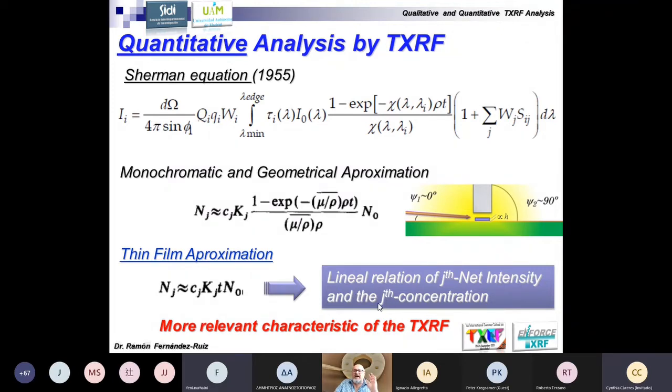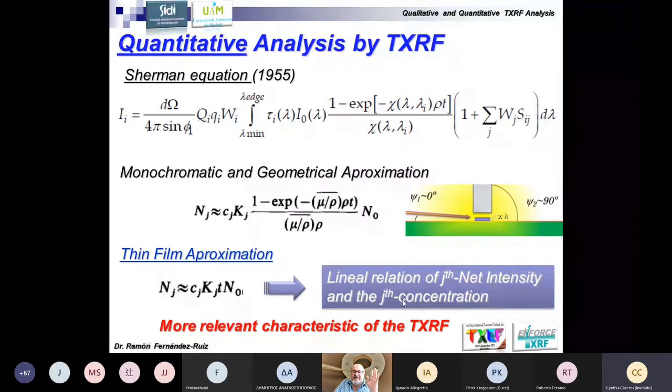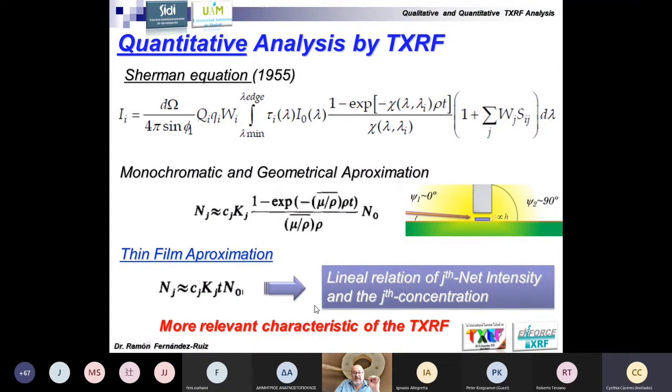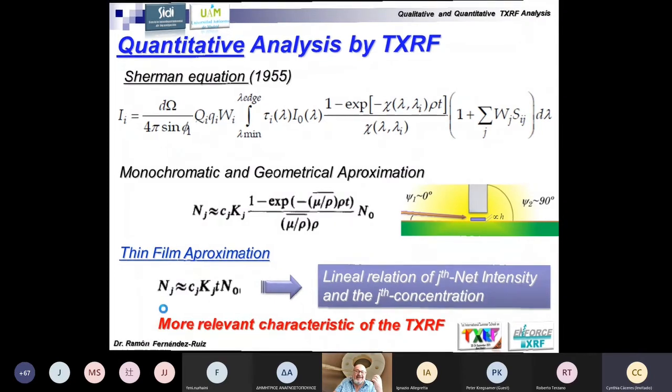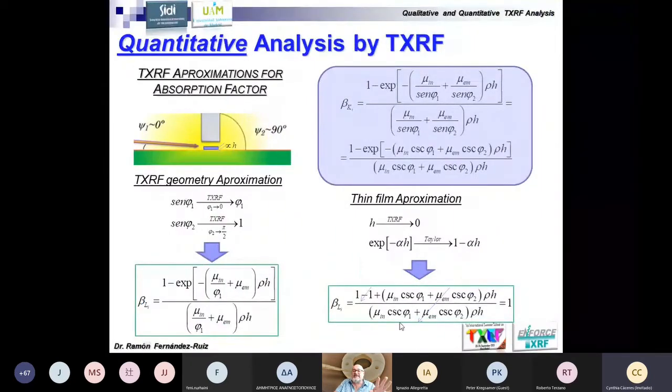Okay, and each one of the concentrations of the elements present in those samples. And this linearity is the most relevant analytical characteristic of the TXRF, and it's the key also of the TXRF. Okay, this approximation from a mathematical point of view for the question of the school are here present.